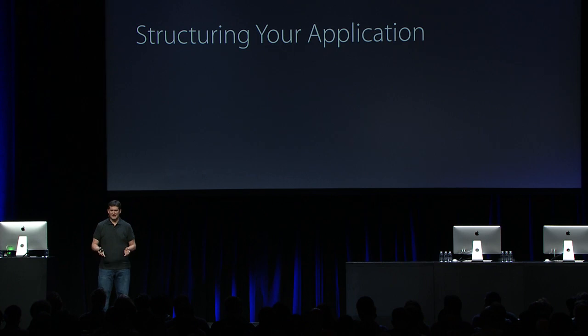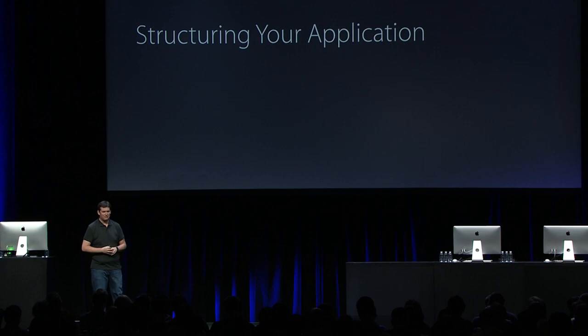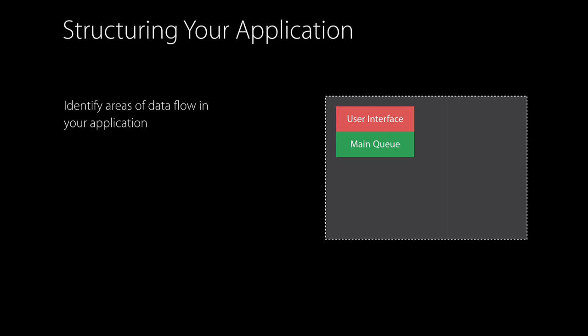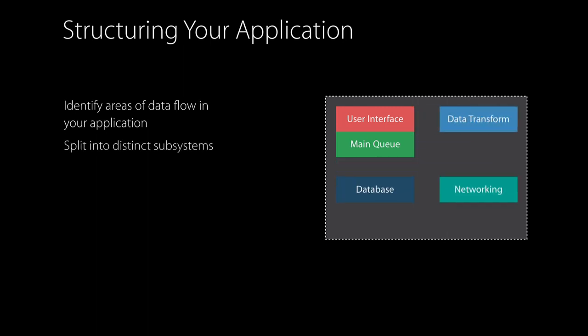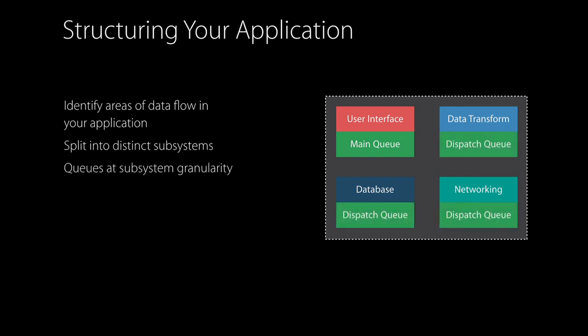So now we've seen how you do simple things like getting work off of the main thread onto another queue. But how do we actually apply this to your application? Well, if we go back to the system we had before, what you want to do is identify areas of your application with independent data flow. As we've seen, it might be image transform, or you might have a database. You want to take those areas and split them into distinct subsystems. And then you want to back those subsystems with a dispatch queue each. This will give each subsystem a queue to execute work on independently without suffering from the problems of having too many queues and too many threads.